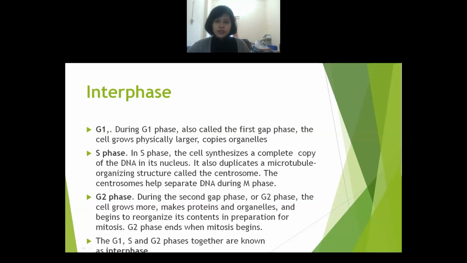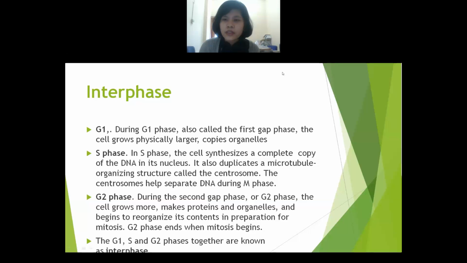So in the interphase, what will you find? The G1 phase, also known as the first gap. What happens here in the G1 phase? The cells usually grow physically, in size, and they also copy the organelles, whatever is there.